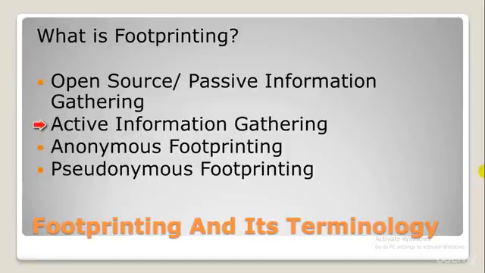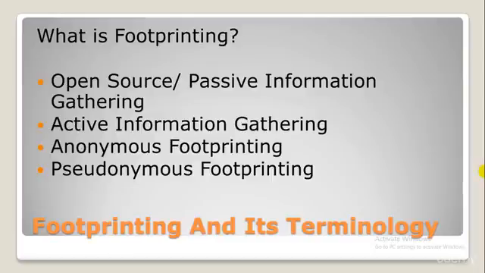After that, we have active information gathering. In this process, attackers mainly focus on the employees of the target organization. Attackers try to extract information from the employees by conducting social engineering on site visits, interviews, or questionnaires, something similar to that. After that, we have anonymous footprinting. This refers to collecting information from sources anonymously so that your efforts cannot be traced. At this point, people normally use the Tor browser, which is famous for anonymous web browsing.